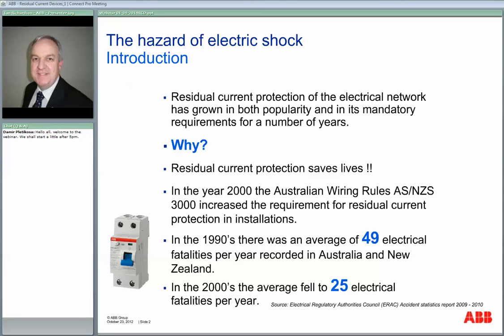After the year 2000, when our standards changed, that average fell to 25. So the most significant thing that occurred during that time was we actually changed standards, made the requirement for RCDs more of a mandatory requirement in a number of different areas, and we immediately saw a difference in the amount of electrical fatalities. So it is true, RCDs do save lives.